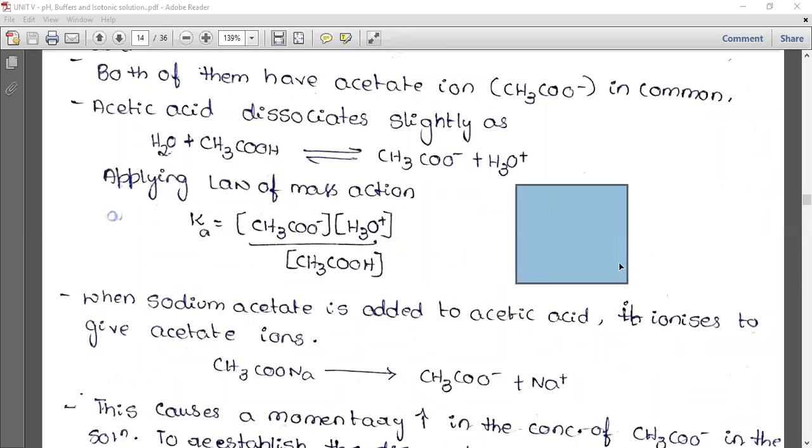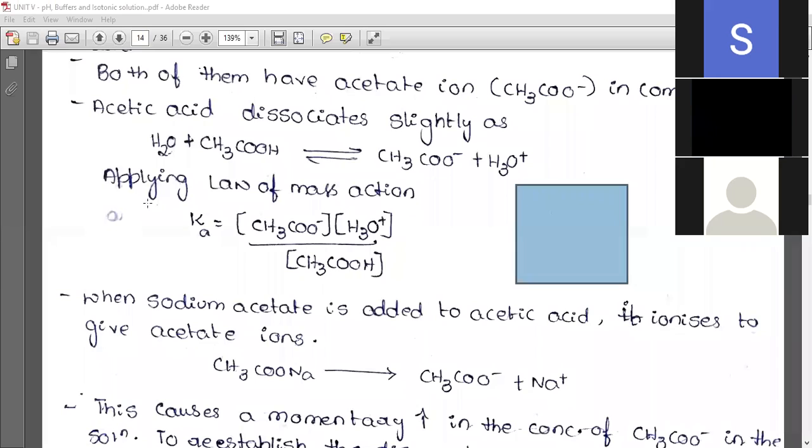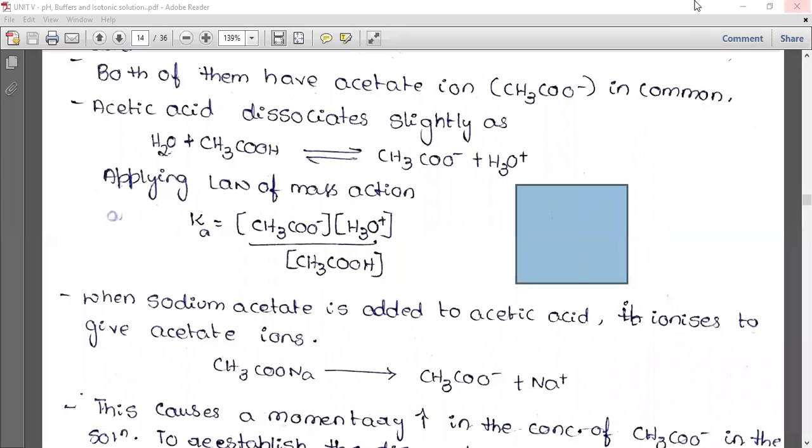So whatever system we consider, this system has acetate ion, H3O, that is hydrogen ion, and acetic acid, right? Now to this particular system, when I'm introducing sodium acetate, indirectly I'm introducing acetate ion and sodium ion. Clear? Indirectly I'm introducing acetate ion and sodium ion.